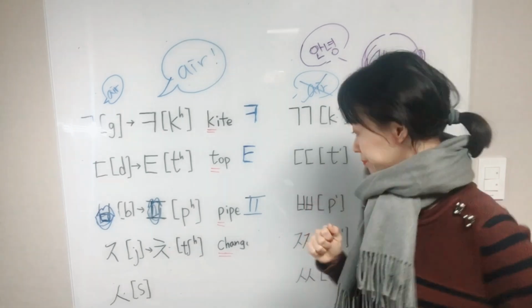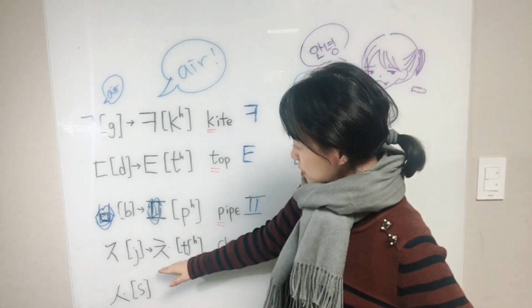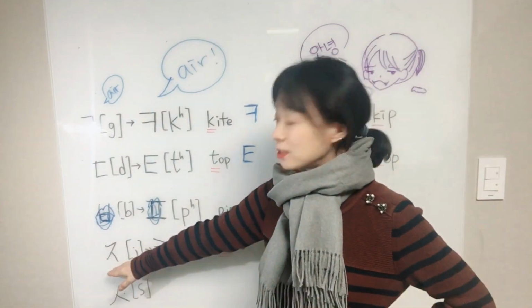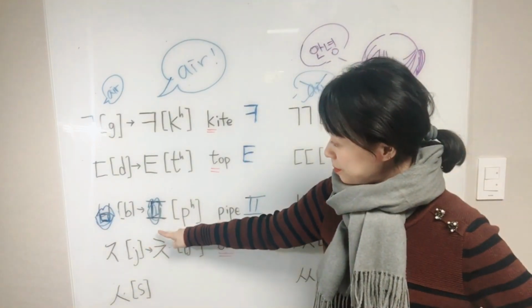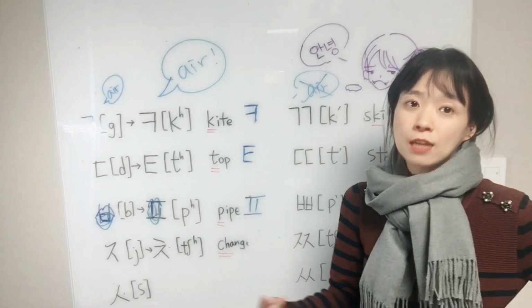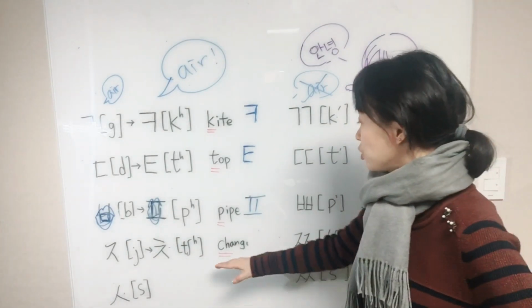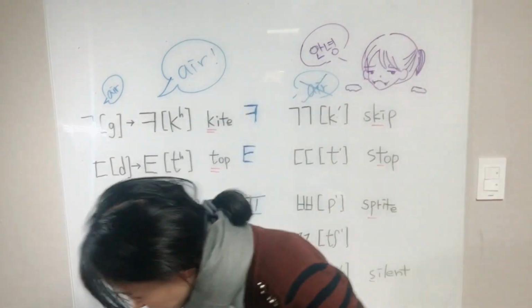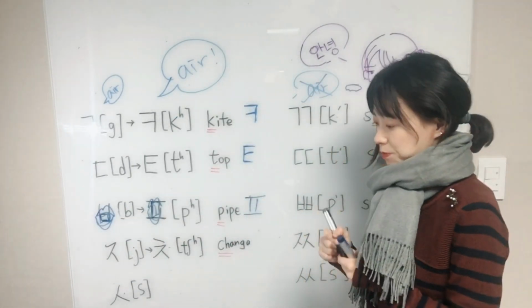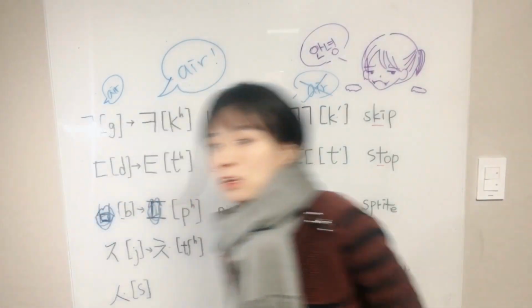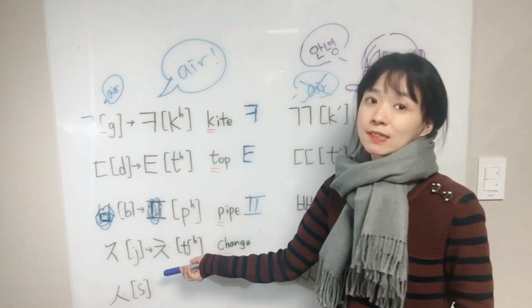그. And this one is 즈. Remember this one? 즈. You just add one line here and it becomes 즈 sound. 즈 as in change. Oops, sorry. Yeah, change. So, 즈 sound.